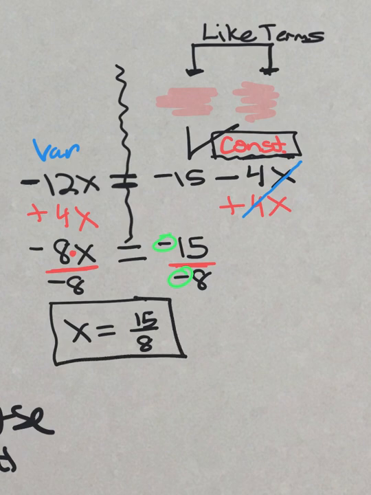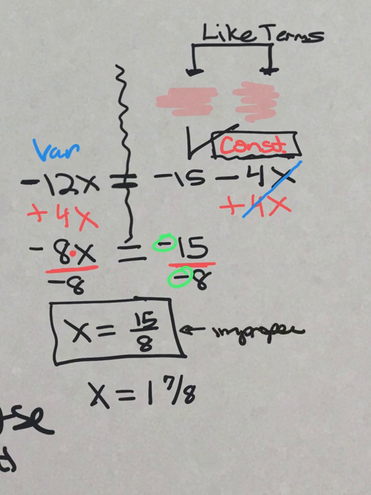So we're good. If you wanted to write your answer as a mixed number, you can say 8 goes into 15 one time with 7 left over. This is the answer as an improper fraction, and I think most of us are okay with you writing it as an improper fraction. This is the answer as a mixed number, and they're both good answers. I'm okay with you leaving it as an improper fraction for now.